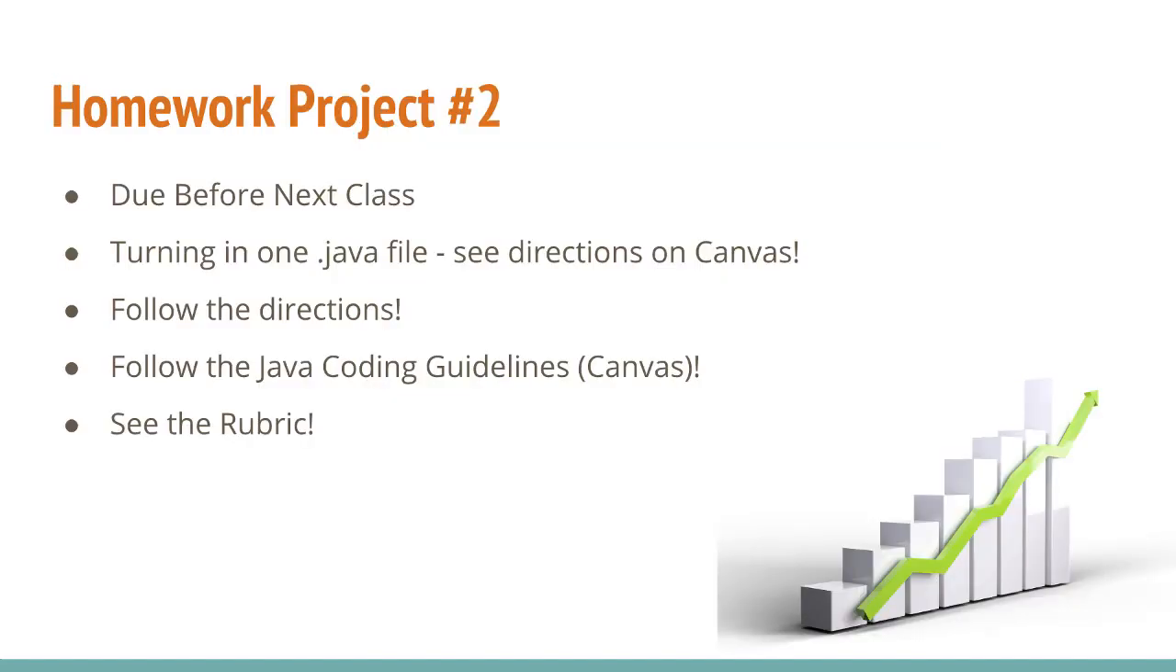So this week you will do Homework Project 2. Homework Project 2 is about good health. It's another sustainability topic that we're just going to explore a little bit. This project is due before the next class period. You're going to turn in one Java file. So follow the directions. Make sure you follow the Java coding guidelines on Canvas. This is worth 10% of the project grade. And be sure to see the grading rubric, which is exactly the same as it was last week. But it's always a good idea to check things out and make sure that you're up on what is being assessed.